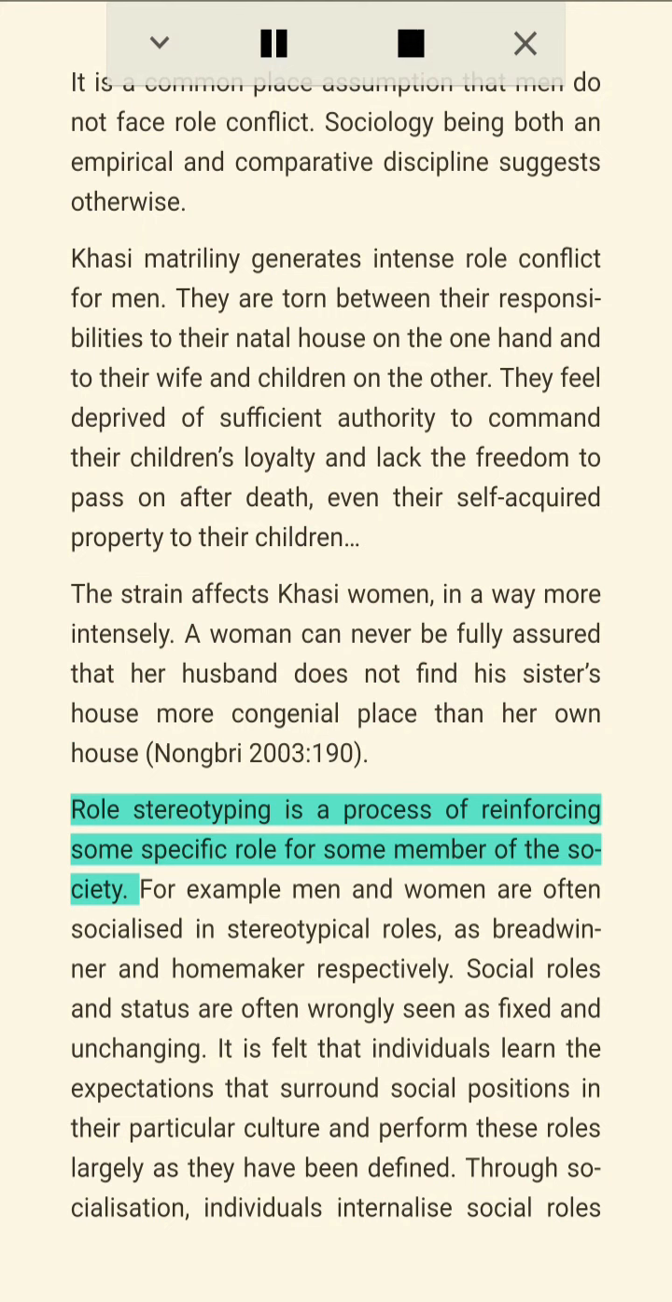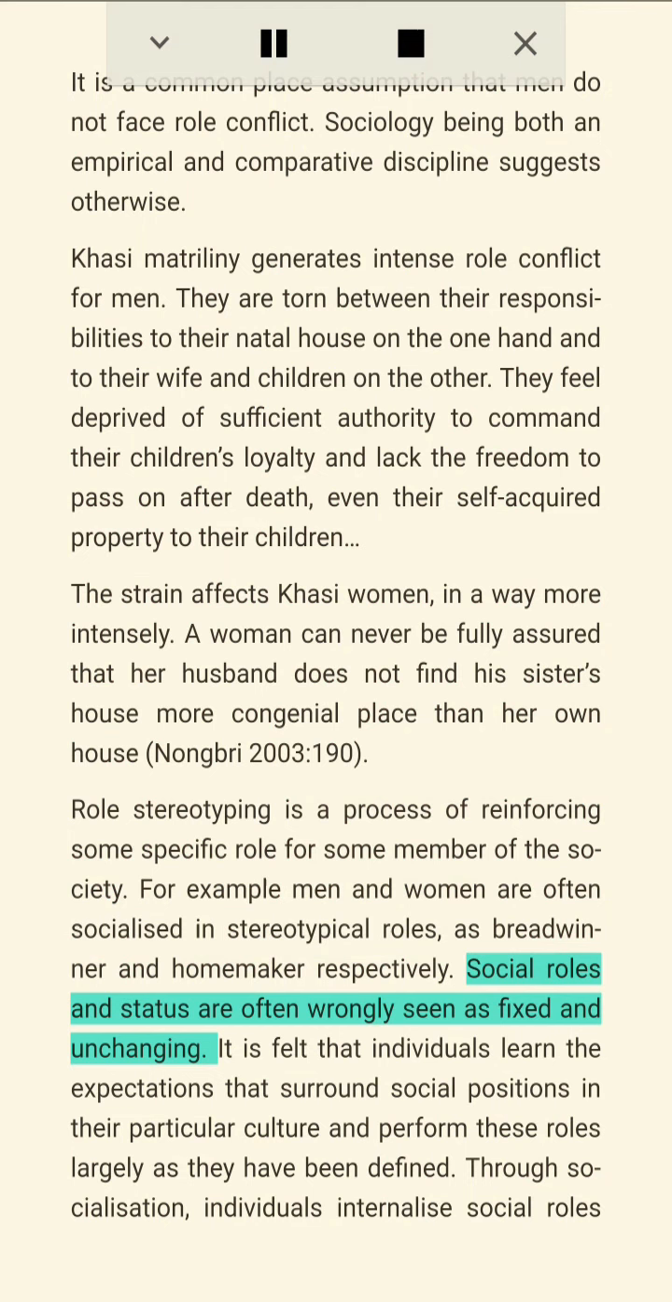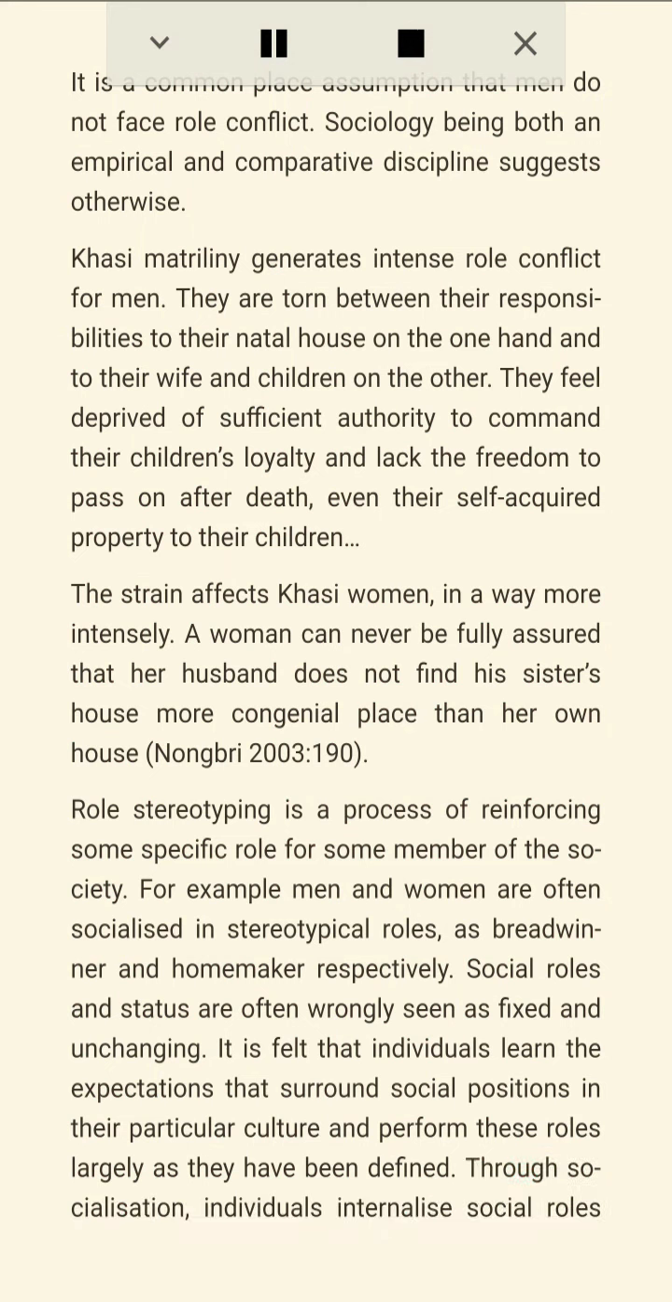Role stereotyping is a process of reinforcing some specific role for some member of the society. For example, men and women are often socialized in stereotypical roles, as breadwinner and homemaker respectively. Social roles and status are often wrongly seen as fixed and unchanging. It is felt that individuals learn the expectations that surround social positions in their particular culture and perform these roles largely as they have been defined. Through socialization, individuals internalize social roles and learn how to carry them out. This view, however, is mistaken.